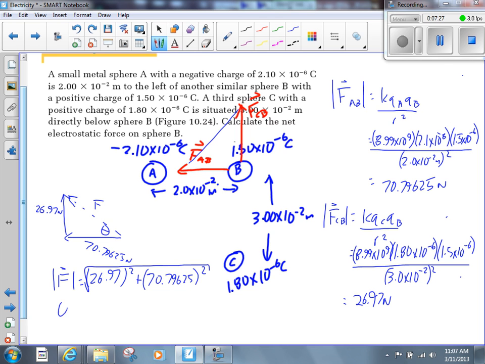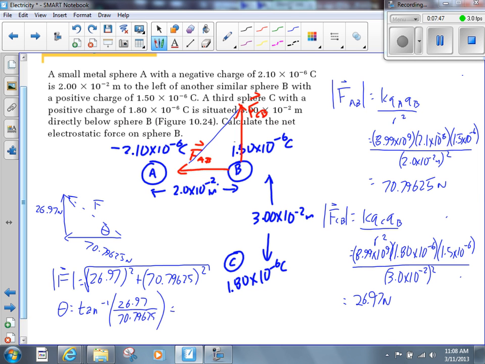And then we're going to find the angle in the same way as we've always found it with momentum and velocity and displacement in Physics 20. We're going to say theta is equal to the inverse tan function of opposite over adjacent, 26.97 divided by 70.79625.